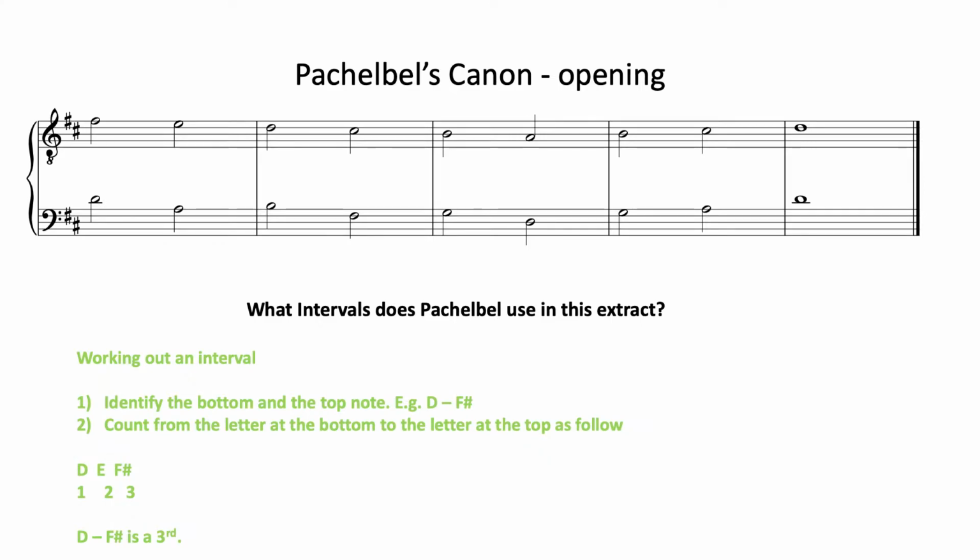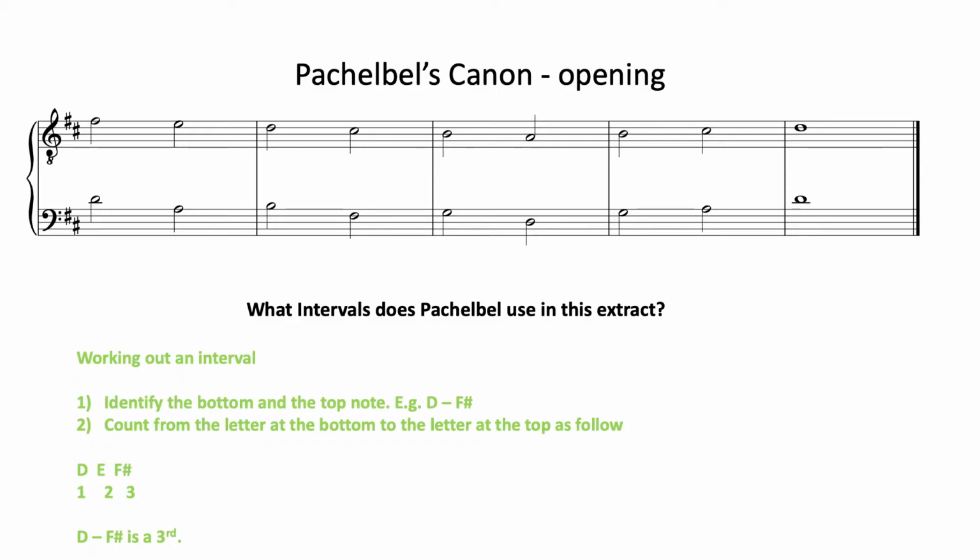So first things first, I think the best way to think about species counterpoint is to start off by thinking about intervals. So here's the opening of Pachelbel's canon, in a kind of stripped down version.